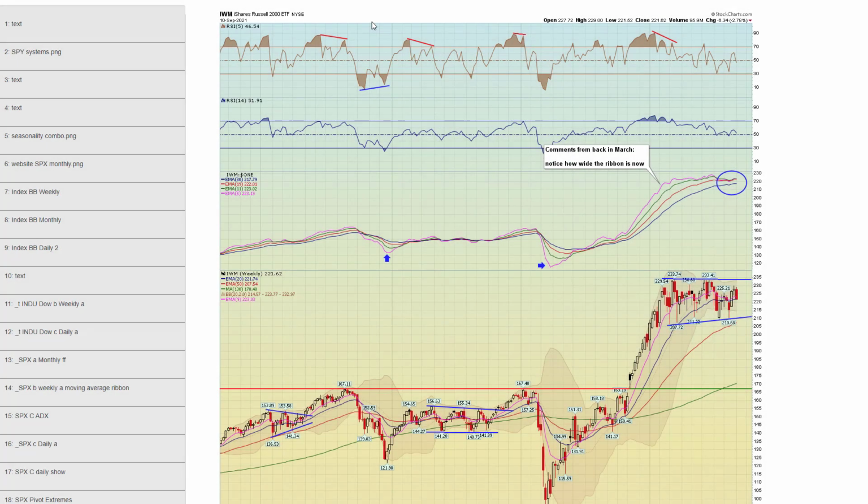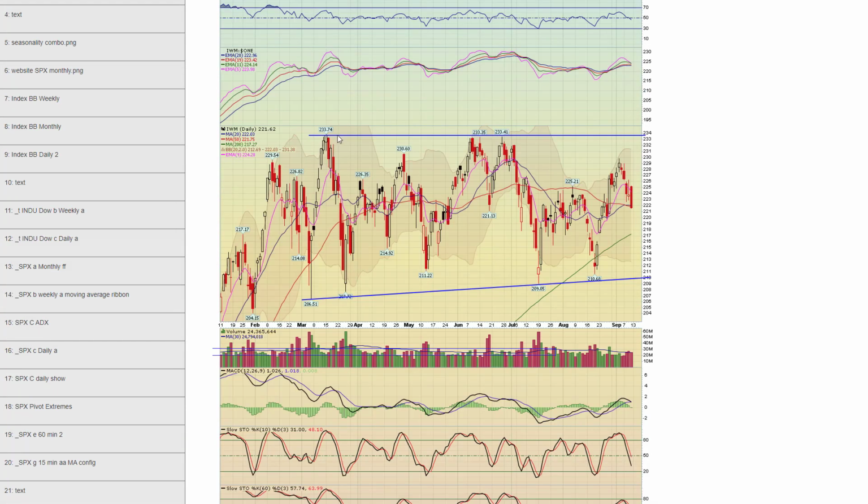Next. Chapter 31, here's the daily chart. Again, it shows you this range. Big sell-off on Friday.